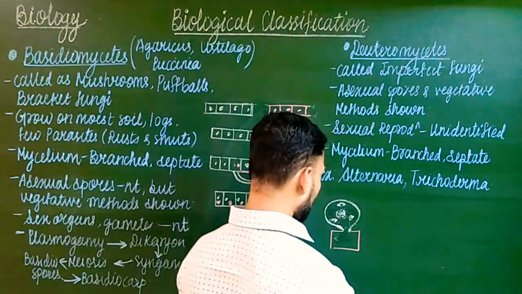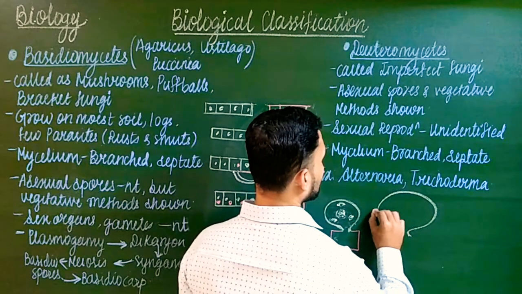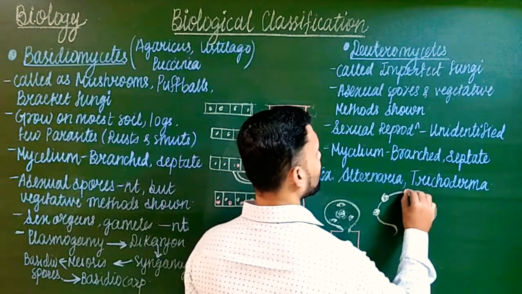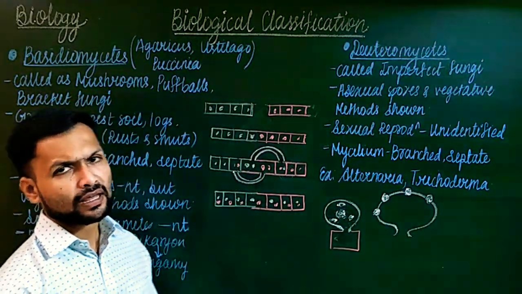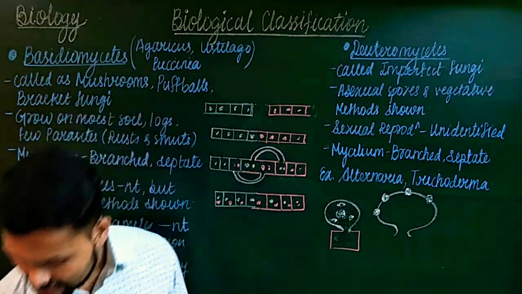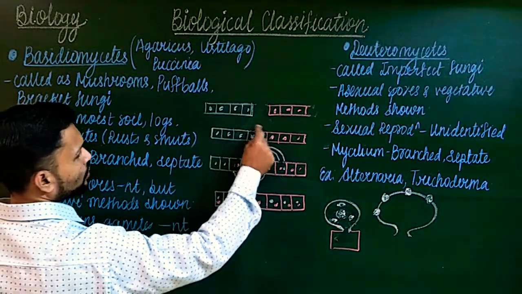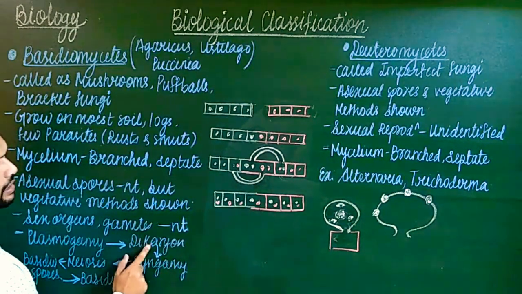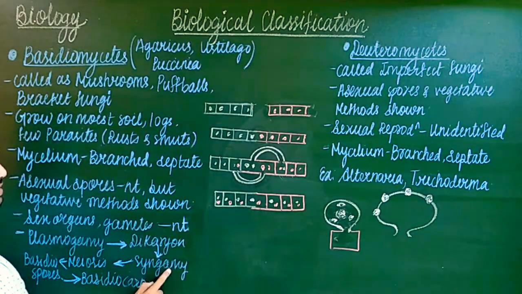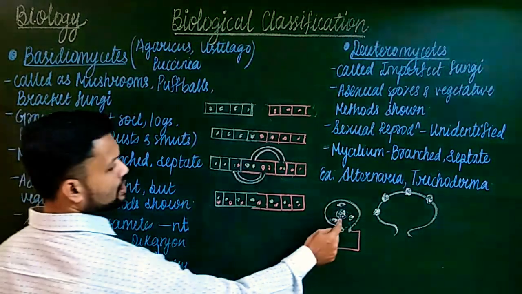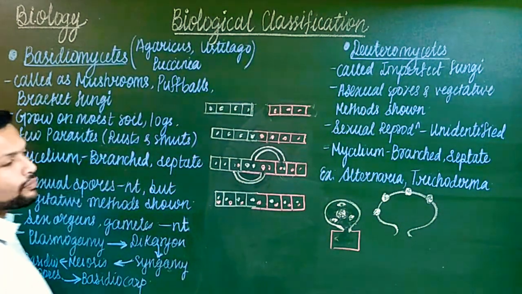Now this will develop into a basidiocarp, and on that basidiocarp these spores will be exogenous, which will then be dispersed with the help of air currents and all. So in this way sexual reproduction takes place. So these are the stages: plasmogamy, which is this one, plasmogamy takes place, then the dikaryon stage, initially this will form, and this is the dikaryon stage, then syngamy will take place followed by meiosis, and after that basidiospores will then form basidiocarps.